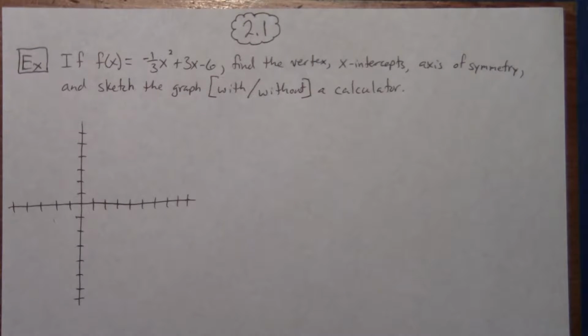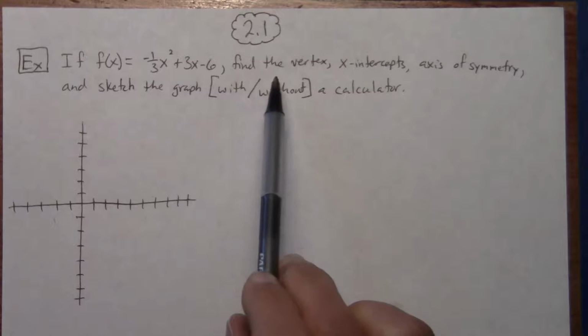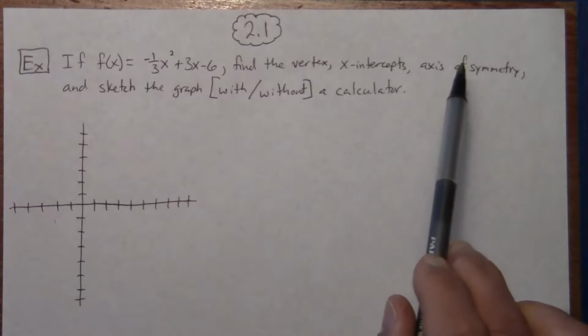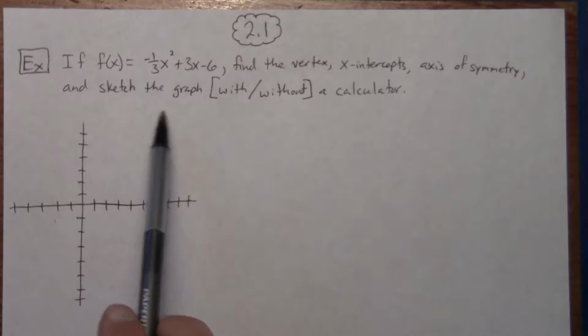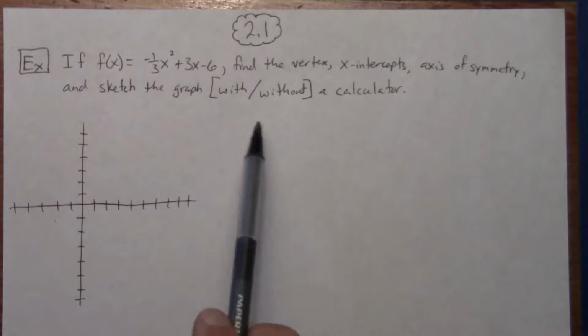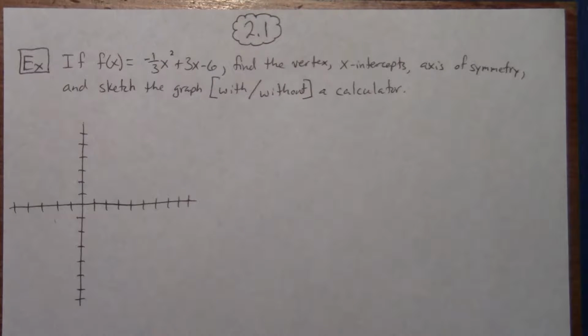Alright, starting out in Chapter 2 of Section 1, the two problems I'm going to do for you to help you out with your homework today are finding the vertex point, x-intercepts, axis of symmetry, and sketching the graph, both with and without a calculator. So we'll do this problem first without a calculator, and I'll show you how to do it with it.